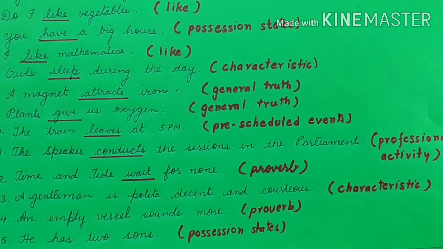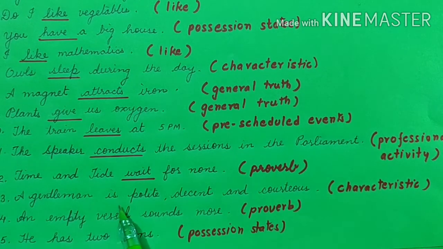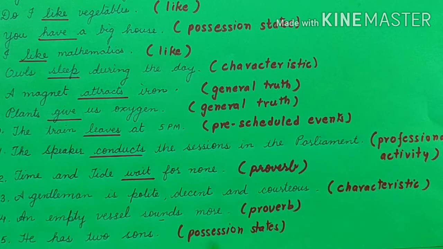A gentleman is polite, decent, and courteous. Characteristics of a gentleman. So what we have written is a state of being. An empty vessel sounds more. Here, the verb is sounds, right? It is in simple present tense and it's a proverb. He has two sons. It says possession. So he has, the verb that is in simple present tense. He has, talking about possession. Clear, children?